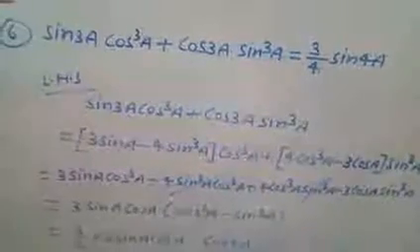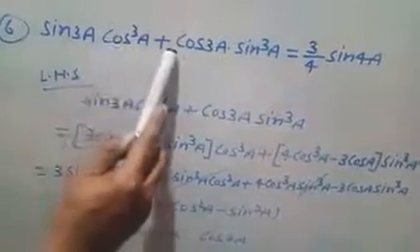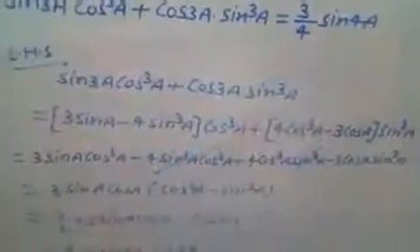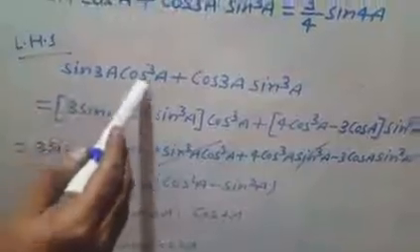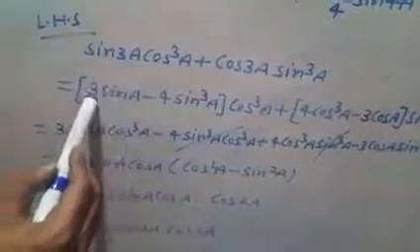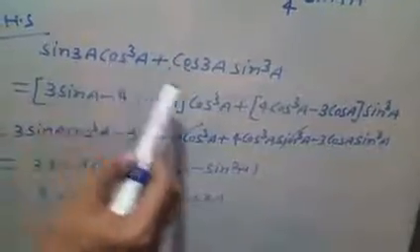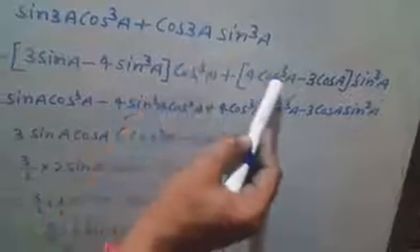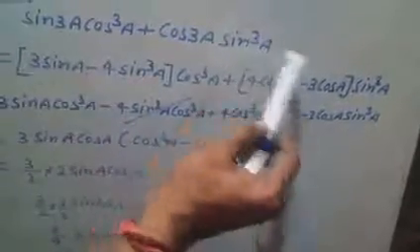Now in the sixth sum, sin 3a cos cube a plus cos 3a sin cube a equals 3 by 4 sin 4a, we have to prove. So this is our left hand side, sin 3a cos cube a plus cos 3a sin cube a. Now the formula of sin 3a is 3 sin a minus 4 sin cube a. The formula of cos 3a is 4 cos cube a minus 3 cos a.